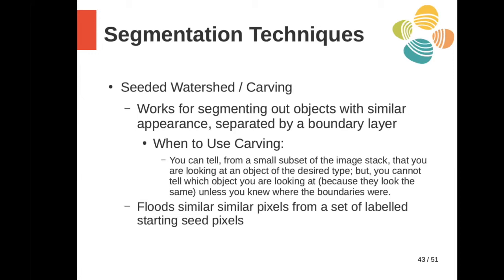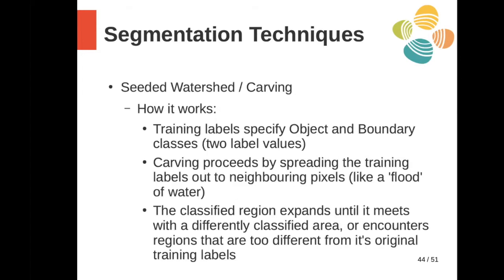And as a result of that, you can then go and segment each cell separately because they will be disconnected. Typically, this works with a bit of training, where you have to label parts of the object space or part of the image space with what you claim are the labels. This is like the ground truth, whether it's the object or the boundary class.